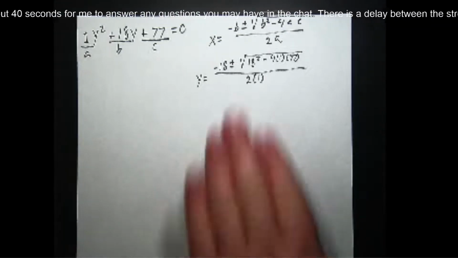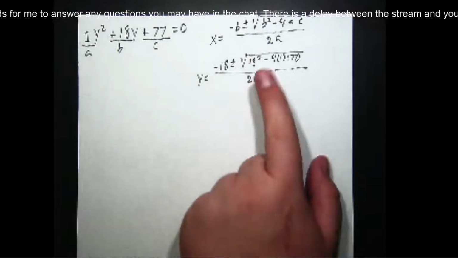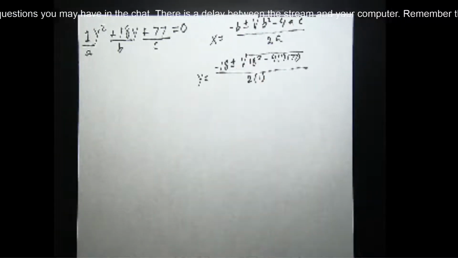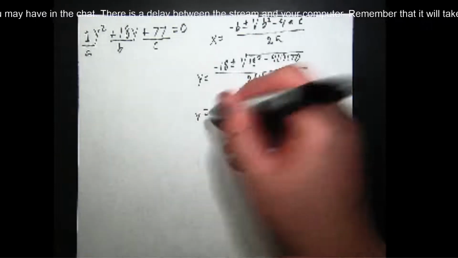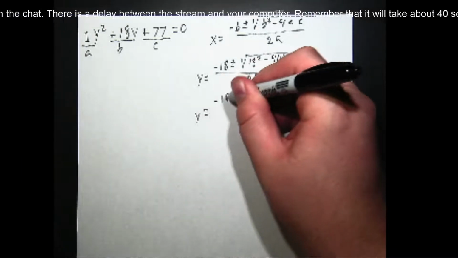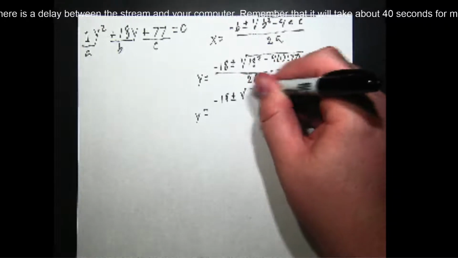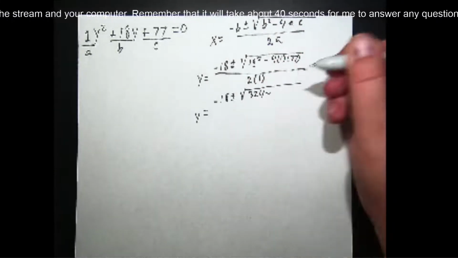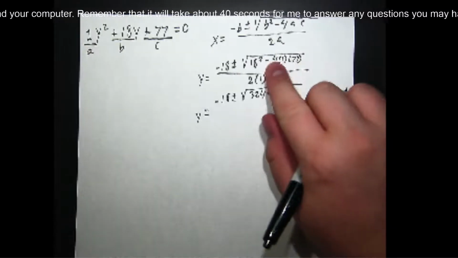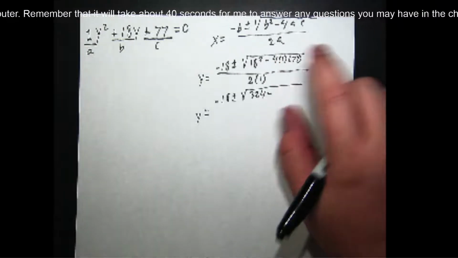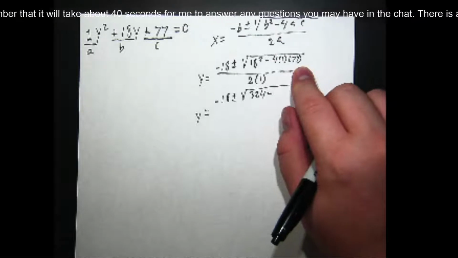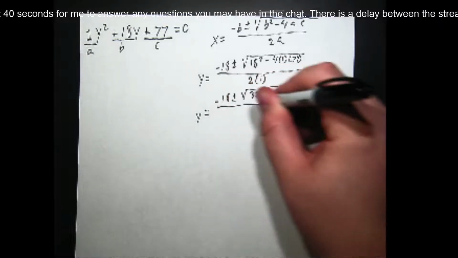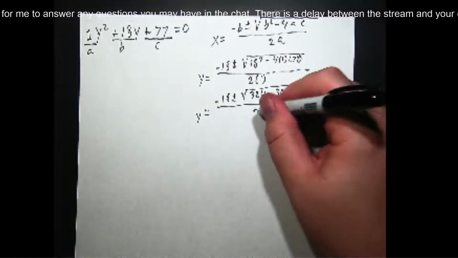So, we need to start simplifying this. In here, we've got 18 squared. 18 squared is 324. So now we have y equals negative 18 plus or minus the square root of 324 minus, let's see, 4 times a times c. 4 times 1 times 77. That's really like 4 times 77. So that's 308. And that's all over 2 times 1. Of course, that's 2.